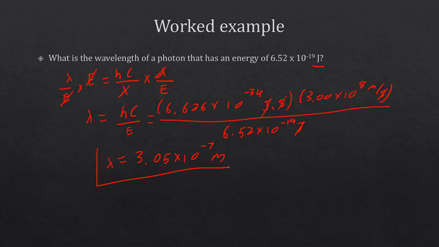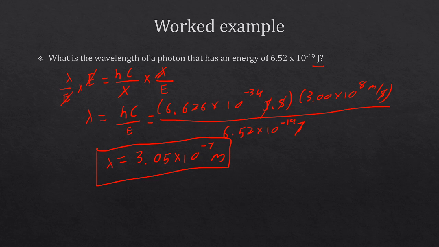And for the way the question is worded, this is a good stopping point. If it had asked you for the wavelength in nanometers, you'd have to do a further conversion, multiply it by 10 to the 9th, and see what it actually would be in nanometers. But for this problem, it doesn't ask us to, so we leave it in meters.